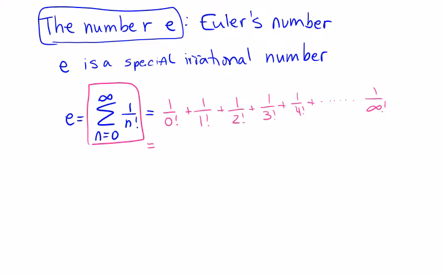Well, 0 factorial is 1, so this really means 1 over 1 plus 1 over 1 plus 1 over 1 times 2 plus 1 over 1 times 2 times 3 plus 1 over 1 times 2 times 3 times 4, and that pattern is going to continue going on forever. If you notice what's in the denominator, each time there's another number that we're multiplying by.